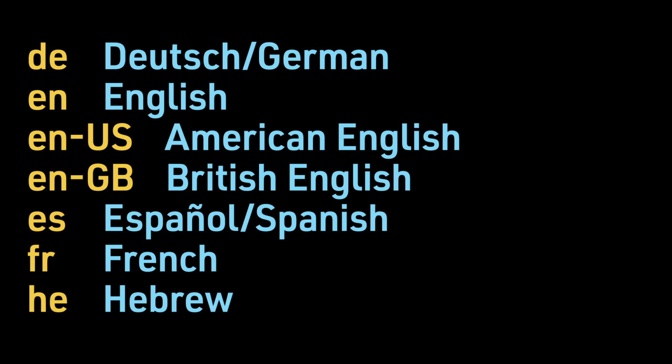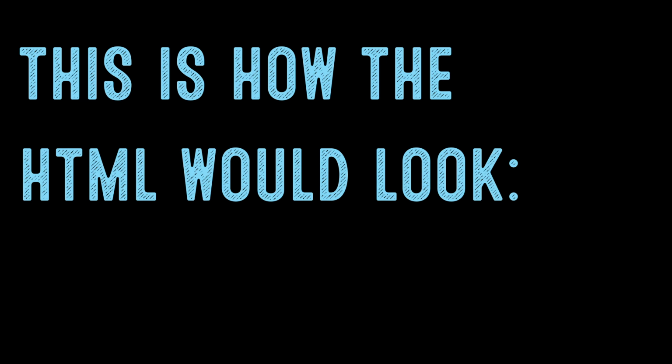DE, German. EN, English. EN-US, American English. EN-GB, British English. ES, Español, Spanish. FR, French. HE, Hebrew. HI, Hindi. JA, Japanese. NV, Navajo. RU, Russian. TL, Tagalog. UR, Urdu. ZH, Chinese. This is how the HTML would look.